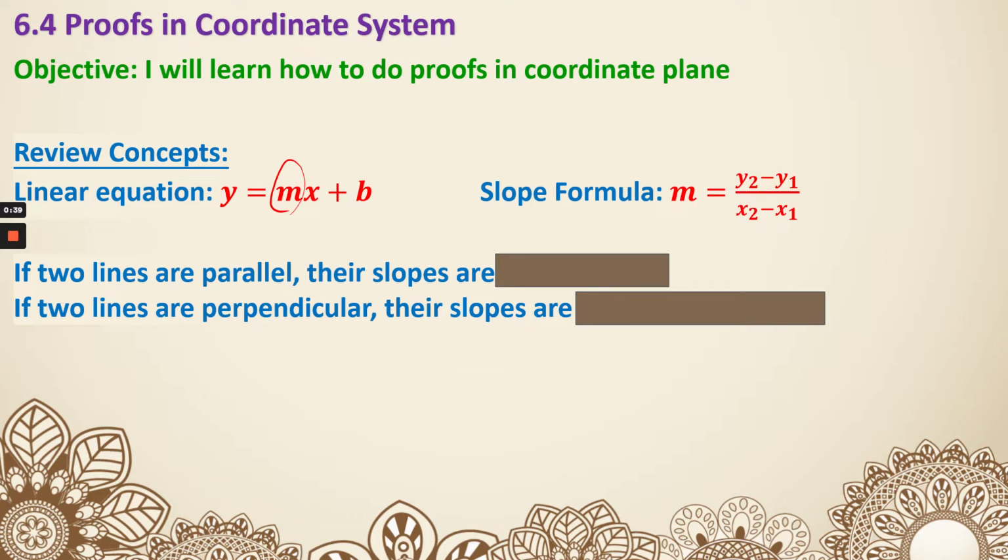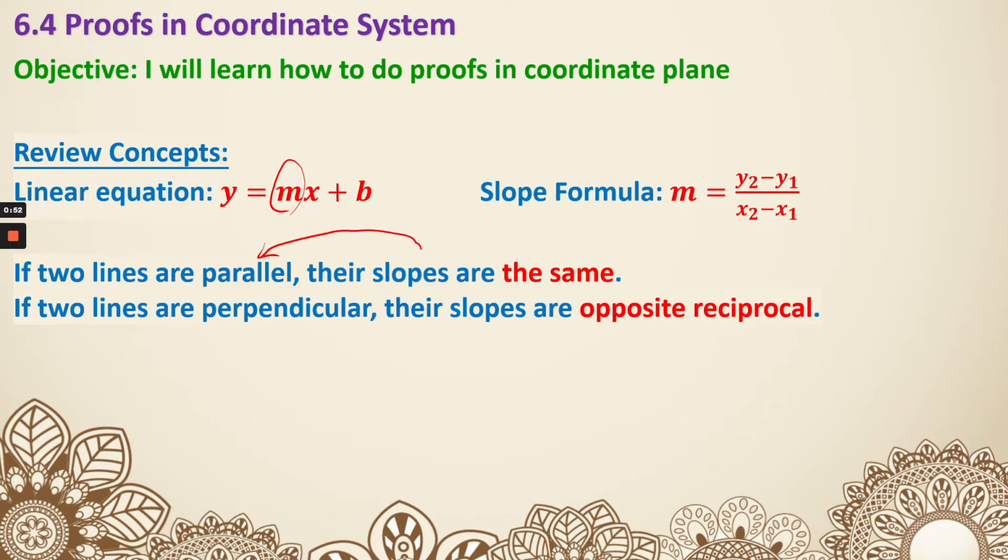Next, if two lines are parallel, that means their slopes are the same. We can also use the other way. If their slopes are the same, then they are parallel. And if two lines are perpendicular, their slopes are opposite reciprocal. If you forgot what that means, opposite is talking about the positive and negative. Reciprocal is actually about the fraction. So for example, 5, the opposite reciprocal would be negative 1 over 5.